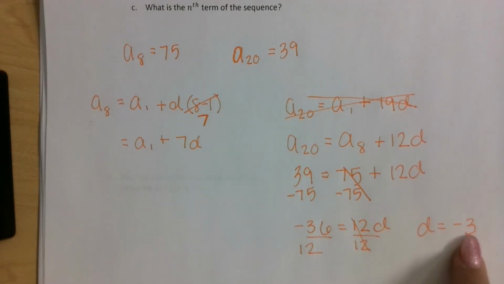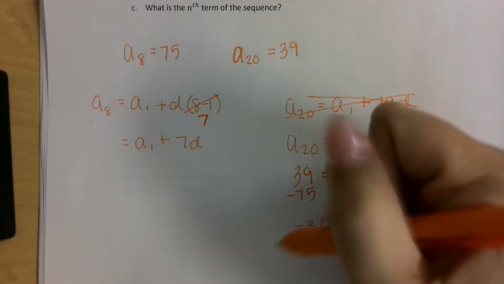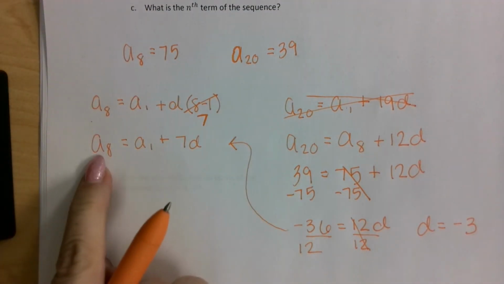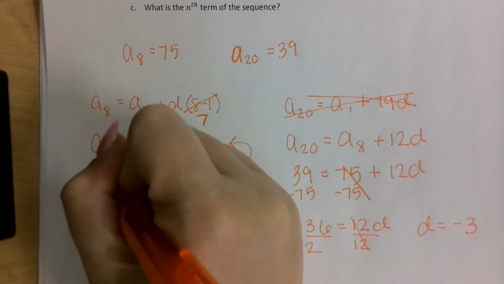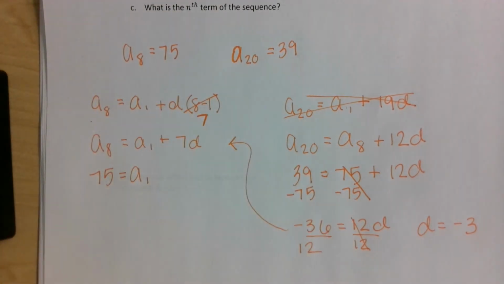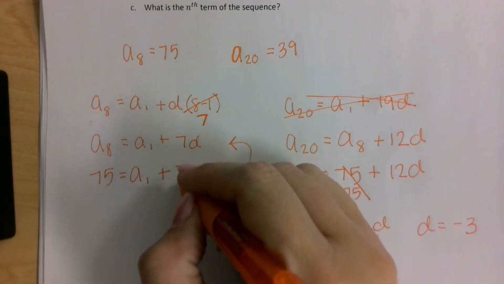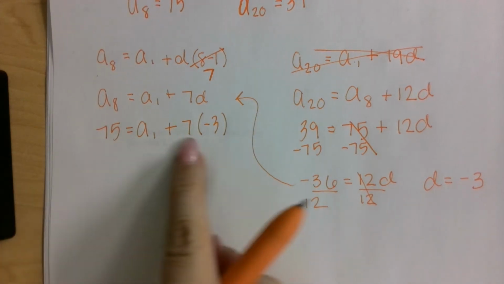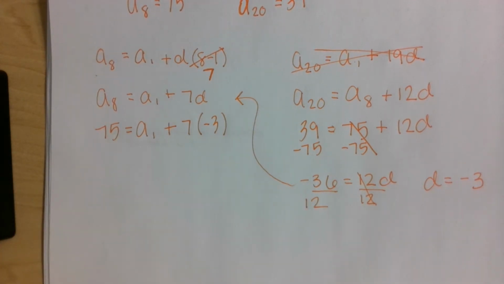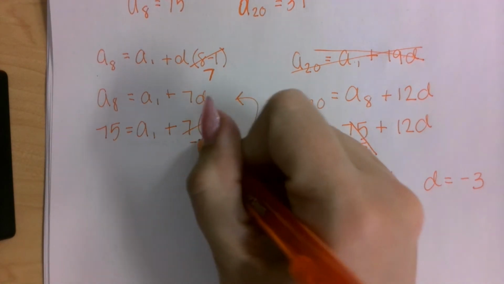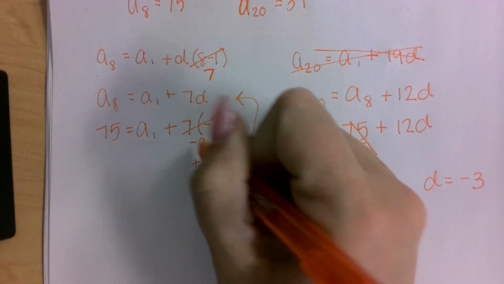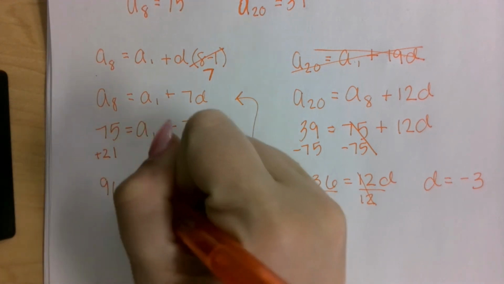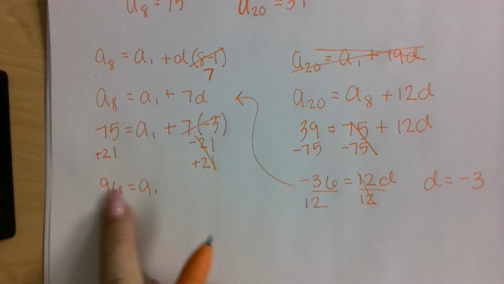Now that I know our common difference is -3, I can take that answer and plug it in here. Well, once again, what do I know? I know the 8th term is 75. I still don't know a sub 1. And I know my common difference is -3. Oh look, I just created another two-step algebra equation here. Multiply, we get -21. Move that to the other side by adding. We get 96 is a sub 1. So my first term is 96.